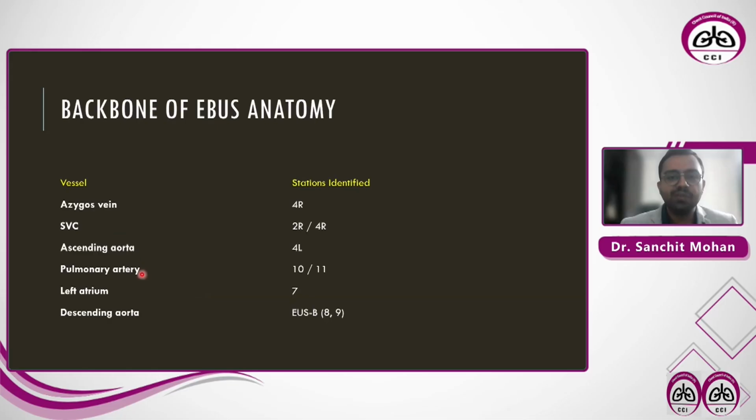The most common vessels which need to be identified in the mediastinum are the azygous vein, because it differentiates between station 4R and 10R. The superior vena cava, it differentiates between 2R and 4R. The ascending aorta for station 4L, the pulmonary artery for station 10 and 11, the left atrium for station 7, and when you're doing EUS-B, the descending aorta for station 8 and 9.